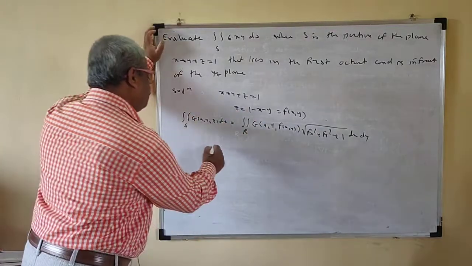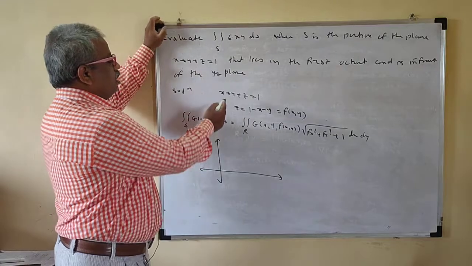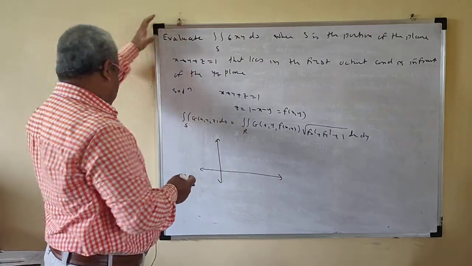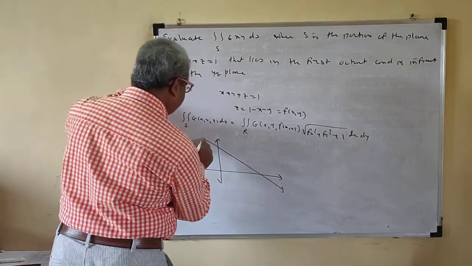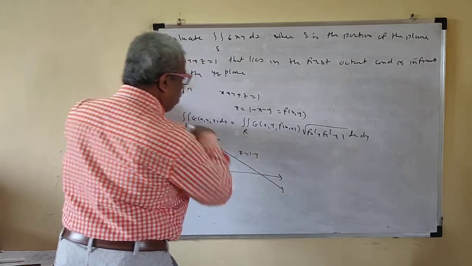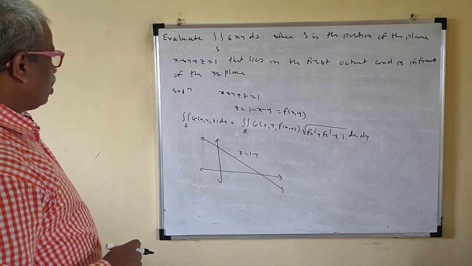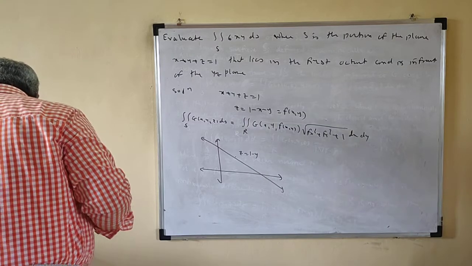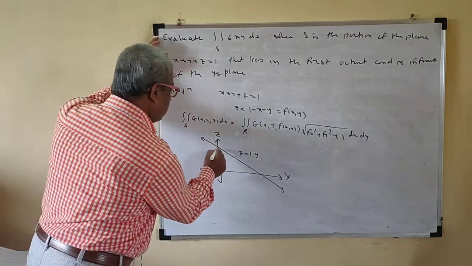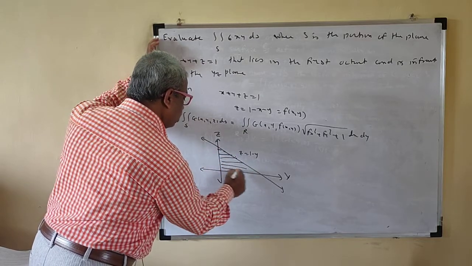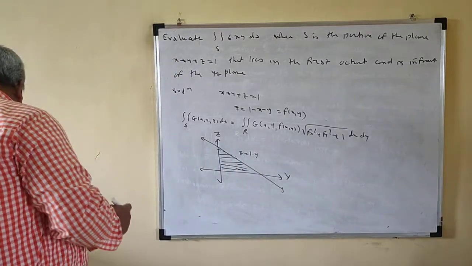Now, what is your R? We draw this surface. x + y + z = 1. If you put z equal to 0, you will draw this line, which is x = 1 - y. In the first octant, in front of the yz plane, this is y and this is z. This line is this, so this is your region. In this region we have to integrate this.